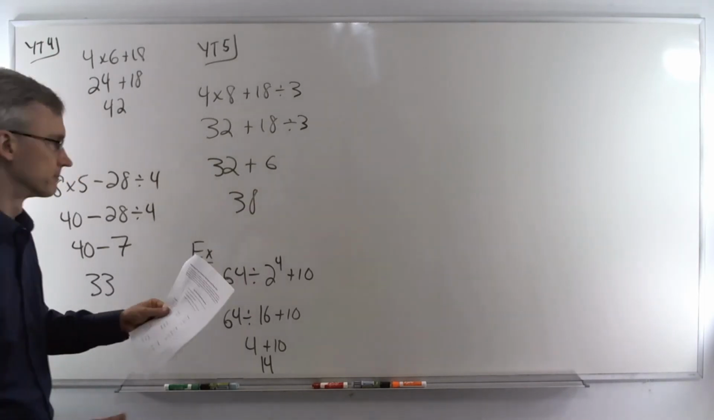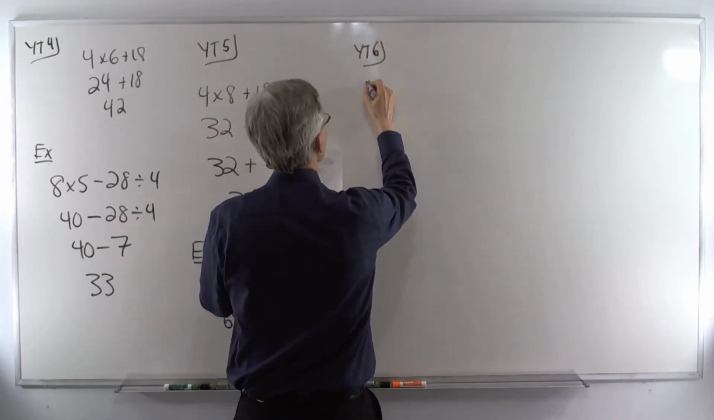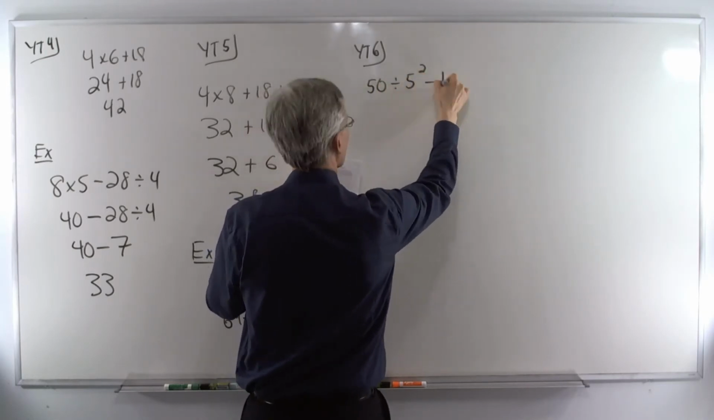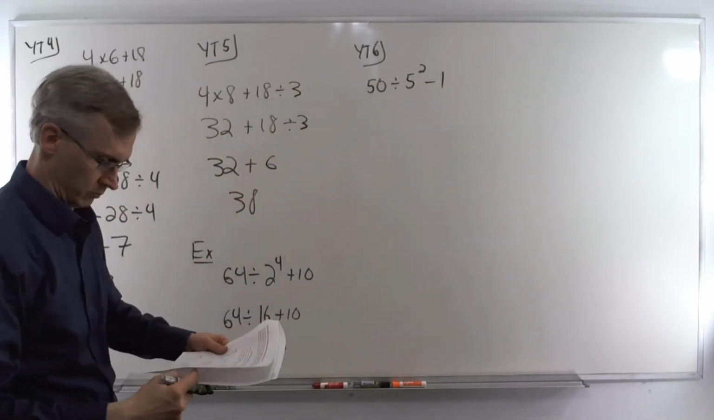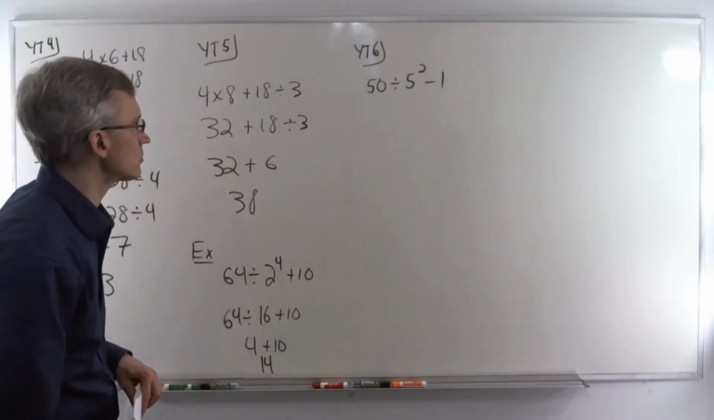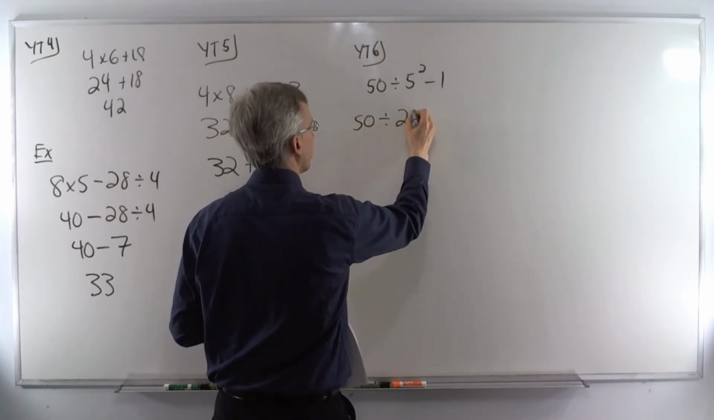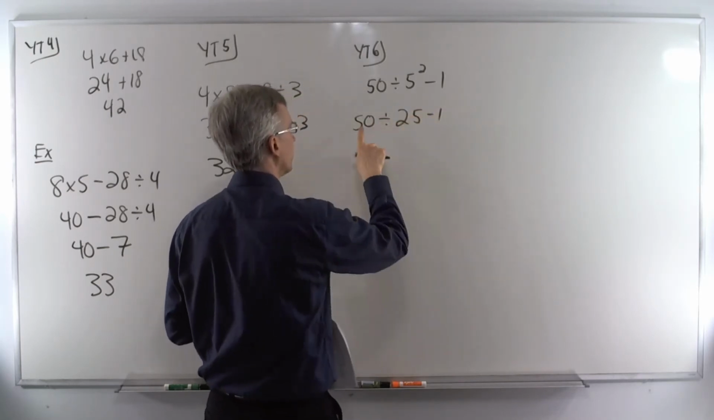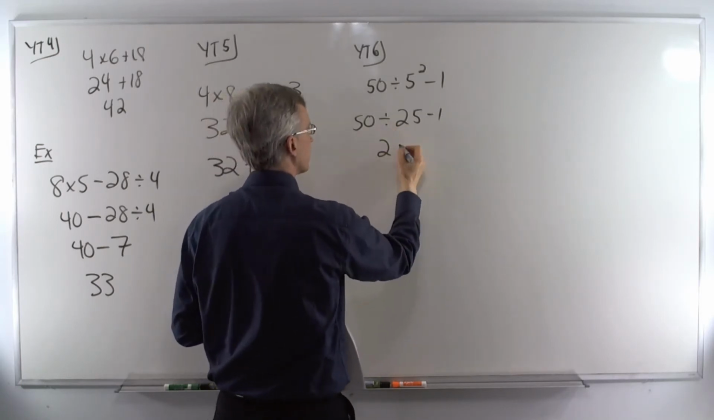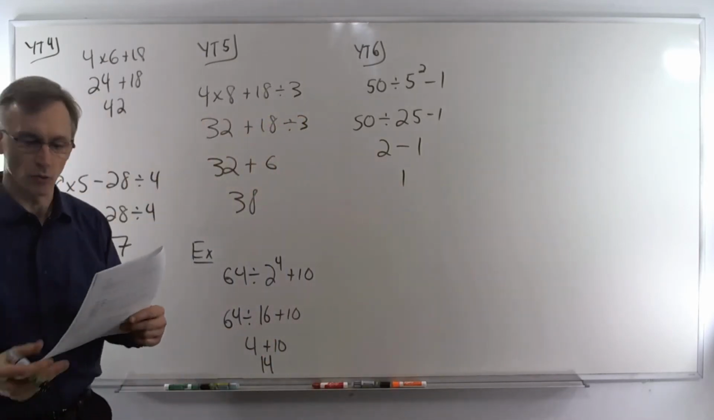Your turn, number 6. So exponent first. 5 squared is 25. Then we can do 50 divided by 25, since multiplication and division is next. Divide those to get 2. Subtraction is last. And 1 is the answer.